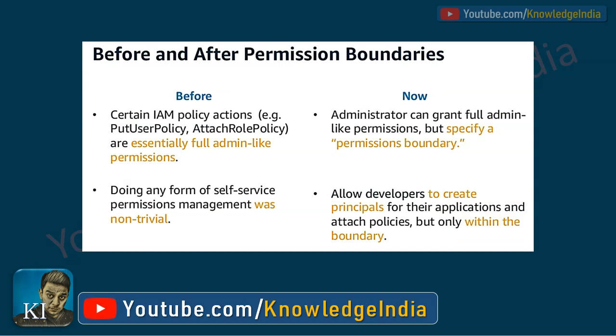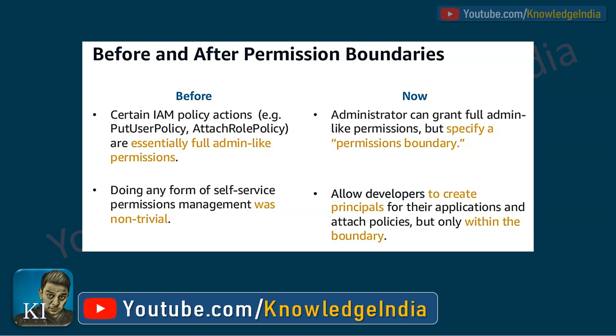So before permission boundaries, how things used to work, we need to understand. Certain IAM policy actions, for example, put user policy or attach user policy, are essentially full admin-like permissions. Doing any form of self-service permissions management was non-trivial. What does that mean? Think about that delegated admin, the guy to whom you have given permissions to actually create a new IAM user. That guy is literally now equal to you. So if he wants, he can go ahead and create 10 more admin users who will be having all the rights same as you are having, and you cannot restrict it, right?